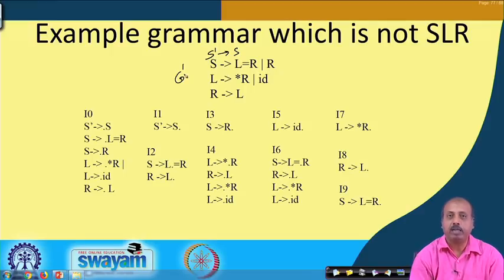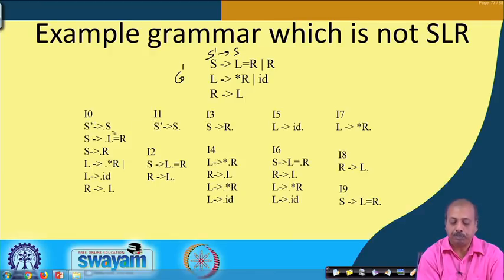Now, on this augmented grammar we try to construct the sets of items. So I0 is S' producing dot S, then the closure of that. S producing dot L equal to R and S producing dot R will come from this rule, then L producing dot star R or L producing dot ID, and since dot R is there, R producing dot L will come. So that is I0. Goto(I0, S) is I1, which is this one.